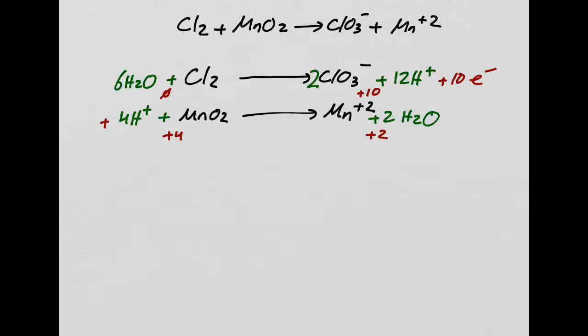Now, this side is the more positive side. How many electrons would I add? I would add 2 electrons, because then 4 minus 2 would be 2. It matches up with the 2 over here.